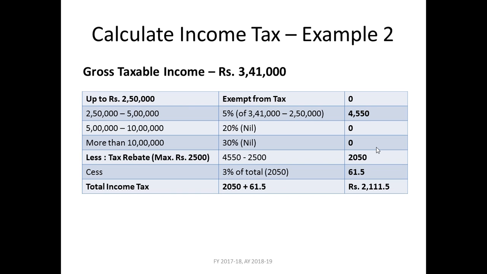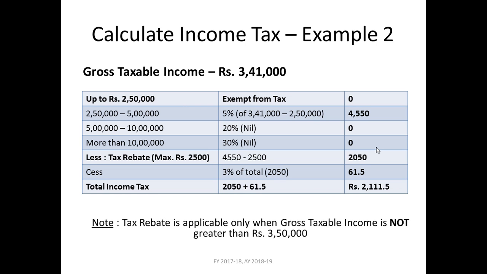So that's the way we calculate the income tax, taking into consideration the different rates, that is 5%, 20% and 30%, depending on which category you belong to based on your income. And in the end we have to consider the tax rebate that is applicable based on your taxable income, and then we get the total income tax that we are supposed to pay. And again, as you can see, we have a note that the tax rebate of 2,500 will be applicable only when your income is less than 3,50,000.